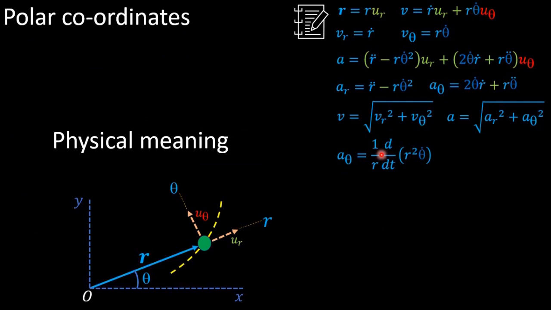Okay, so these were the equations that we found. Okay, so make sure you write all of these down. So now we're going to talk about the physical meaning. We're basically going to visualize the motion of this particle in polar coordinates.